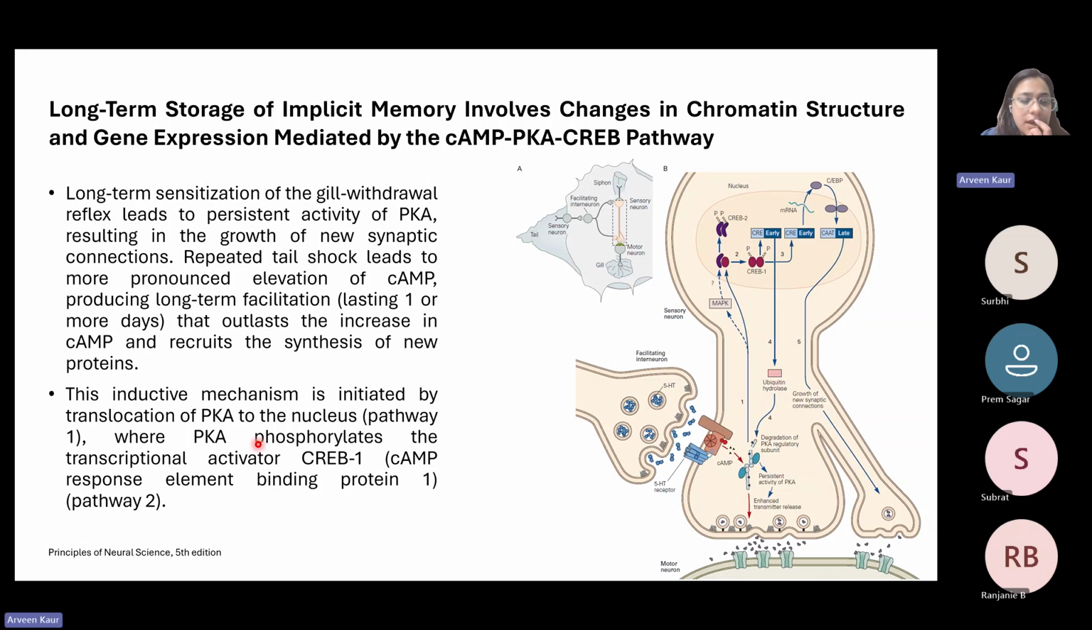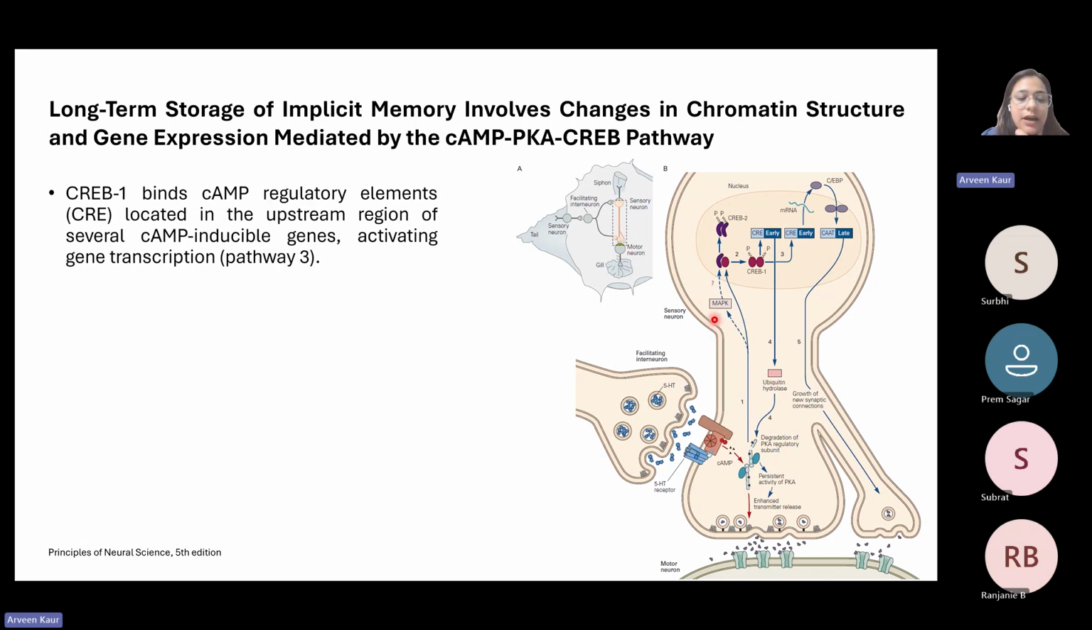Where PKA phosphorylates the transcriptional activator CREB. So CREB is the transcriptional activator. PKA will go and phosphorylate it. Then CREB1 binds cAMP regulatory elements over here, which are CRE, located in the upstream region of several cAMP-inducible genes, activating gene transcription, right?